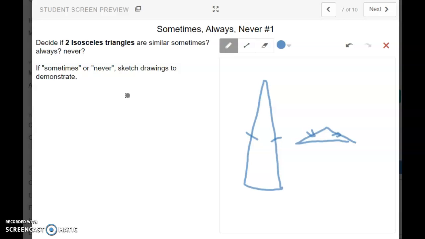Can you have some isosceles triangles that are similar? Yes, you can, sometimes. If I have the angles to be the same, so if I have this triangle, and the two angles are exactly the same, then even though the two side lengths are different, these two triangles are similar. So this is just going to be sometimes. Sometimes it can be similar.